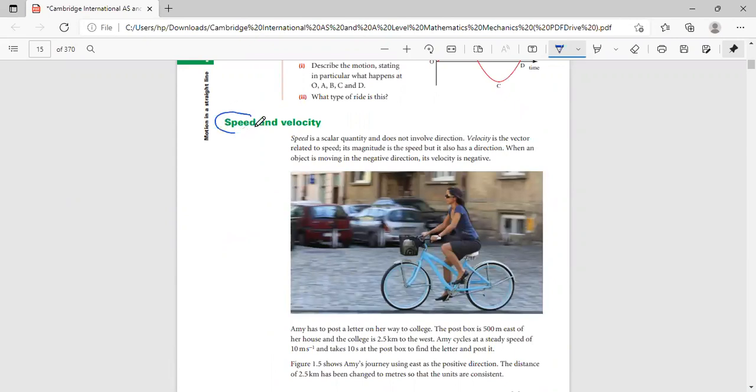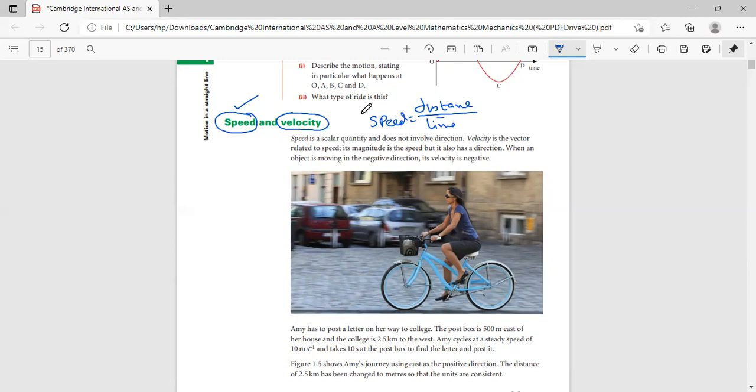The same thing is here in speed and velocity. Whenever you are calculating distance over time, this is called speed. Speed is equal to distance over time.